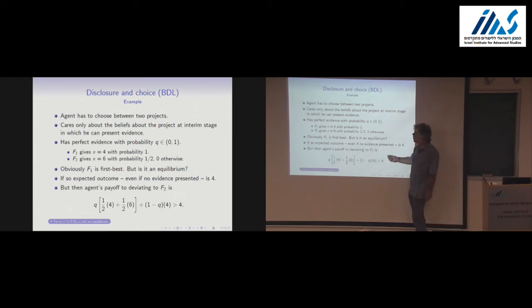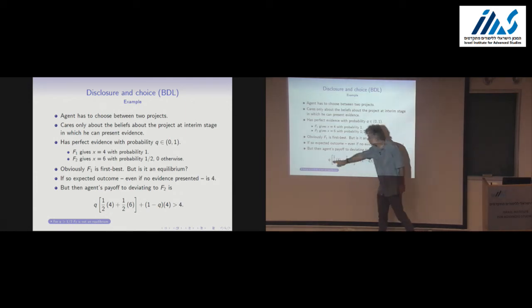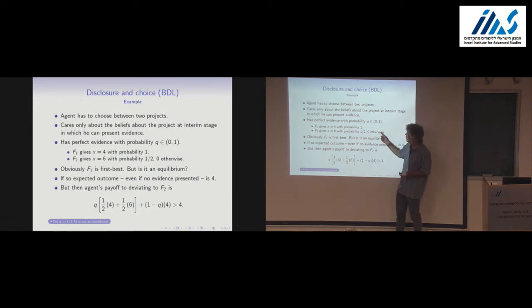Okay? But then, what do you get if instead you're expected to choose F1, but you deviate to choosing F2? Then, if you have evidence, with probability of half, it'll be bad and 0. So you won't present it, and people will think you're still in equilibrium that we're checking of F1. They'll think you have a 4. With probability of half, you'll have a 6 to present, and with probability 1 minus q, you'll have nothing and be thought to have the 4.